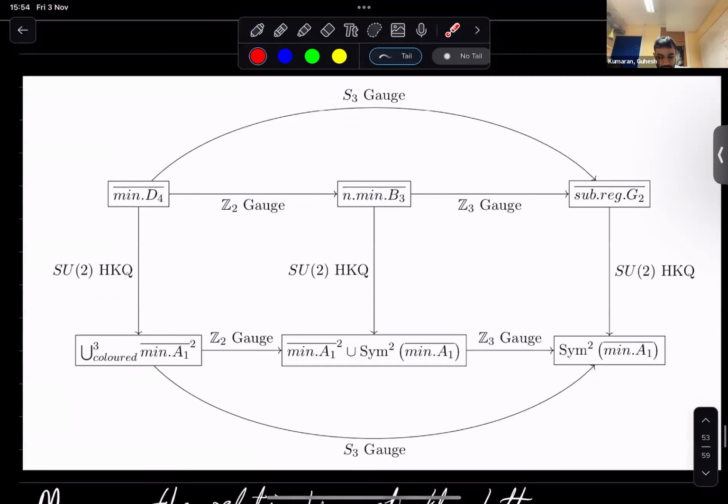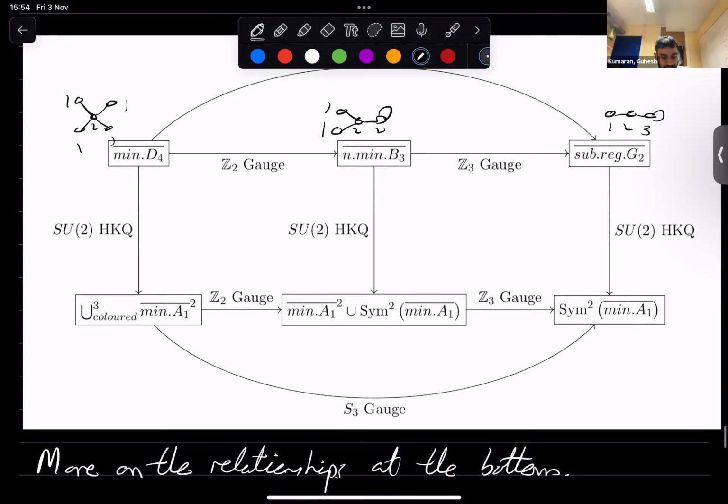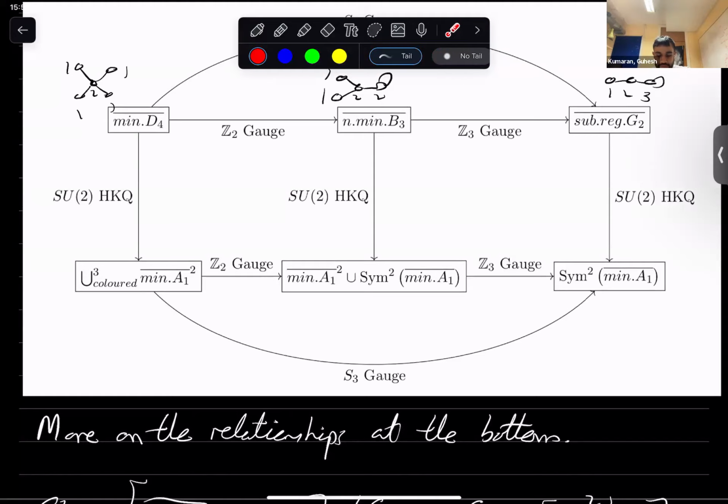Okay, something maybe a bit more elaborate. We had our minimal d4. Maybe I'll draw it out. You can gauge it here or here. Then when you do the subtraction, you'll find this union of 3 A1 times A1. When you do this hyper-Kähler quotient, you'll find A1 squared and symmetric squared A1. And here you'll find symmetric squared A1.